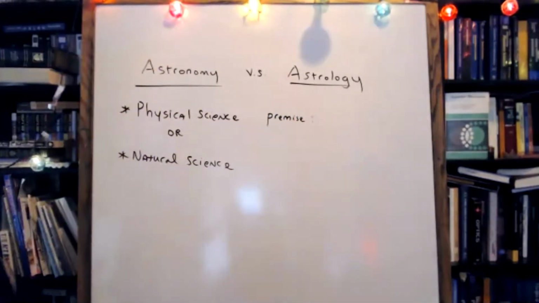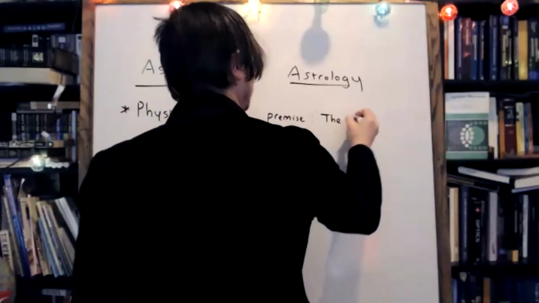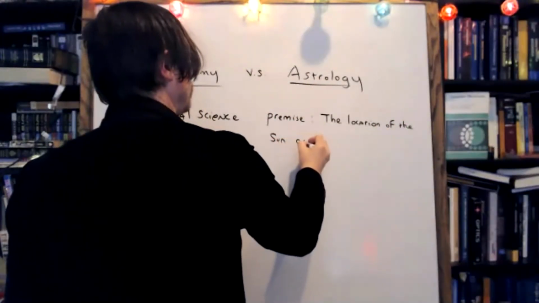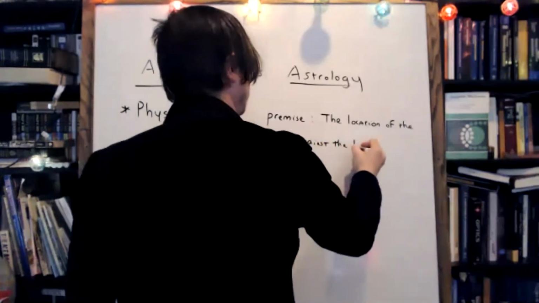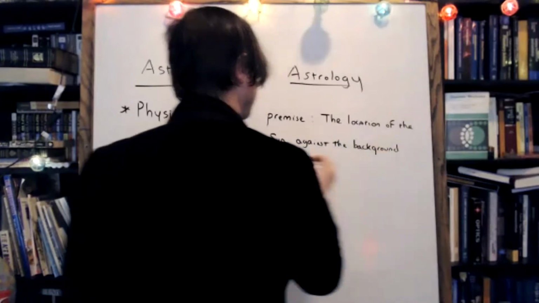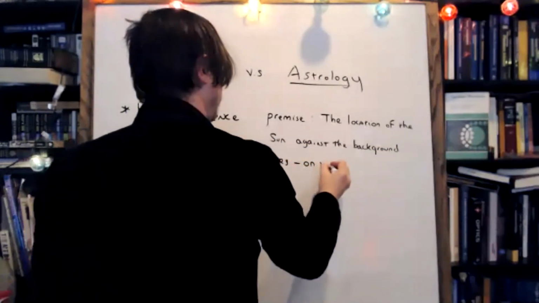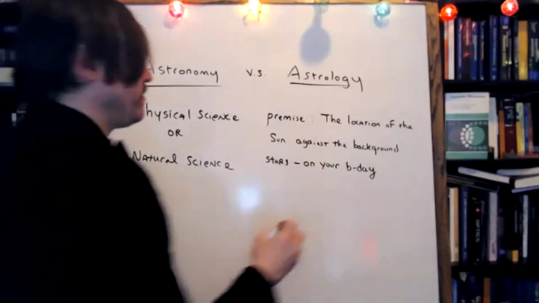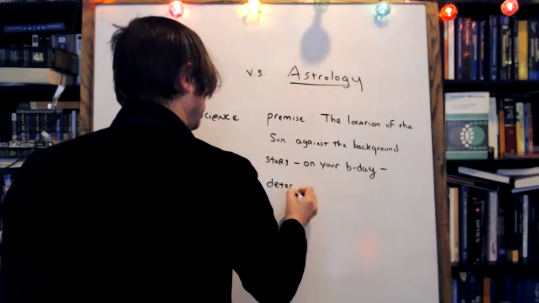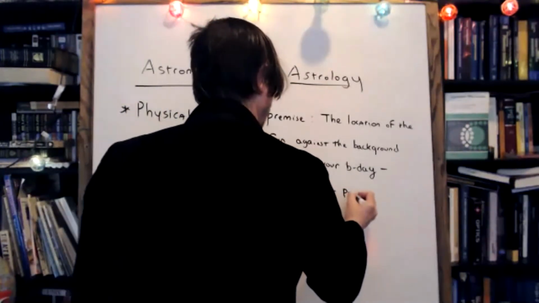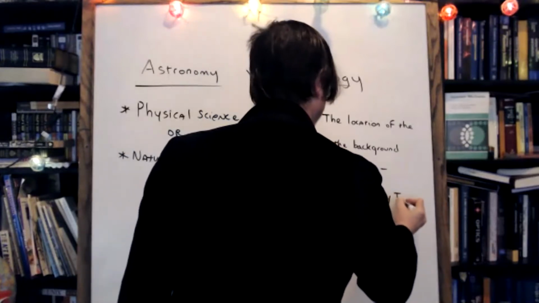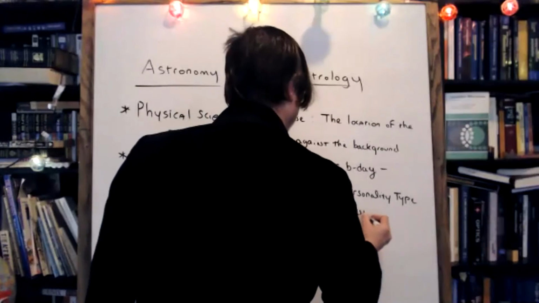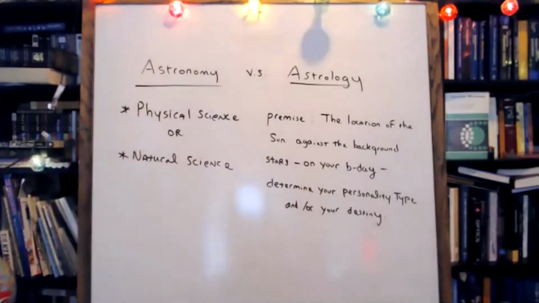Okay. The premise of astrology, which I think is worth writing down, goes like this. The location of the sun against the background stars on your B day will determine your personality type and/or your destiny. I'm going to bring the lights up just a little bit.